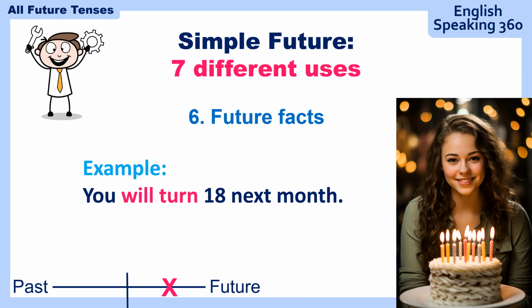You will turn 18 next month. So she will turn 18 years old next month. But once again, you can use the simple present or the present progressive as a future tense.